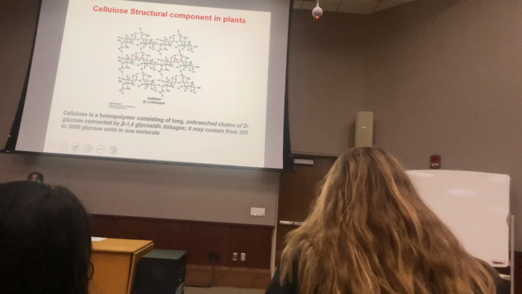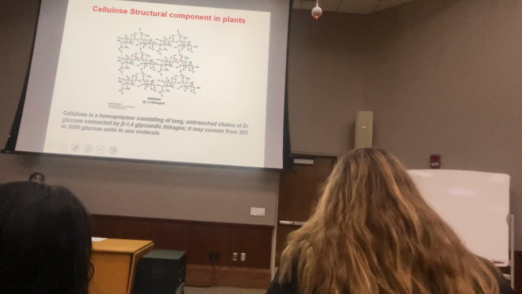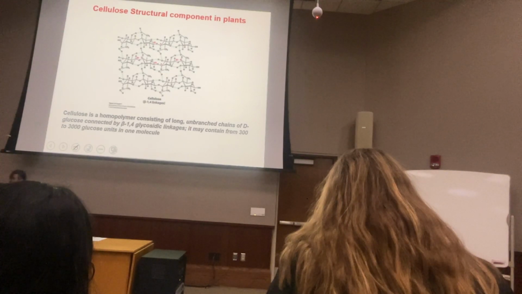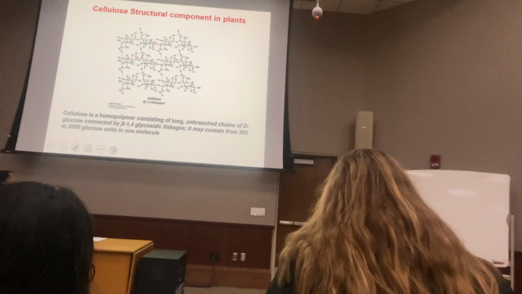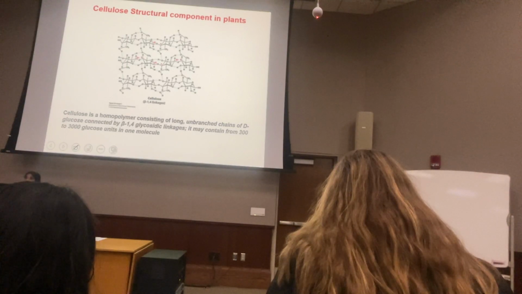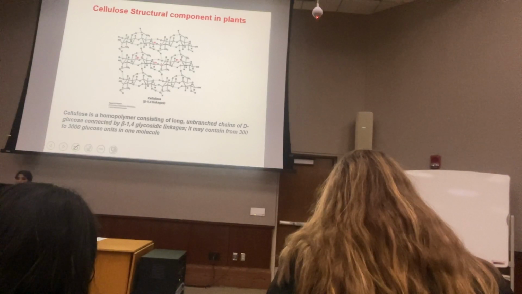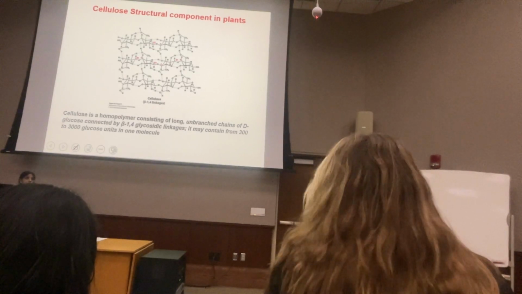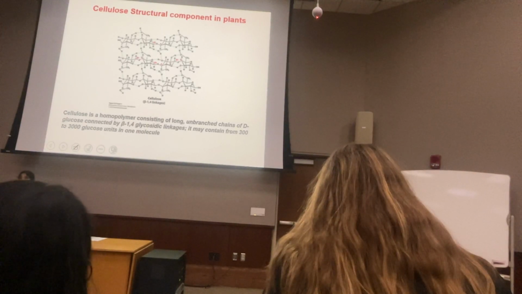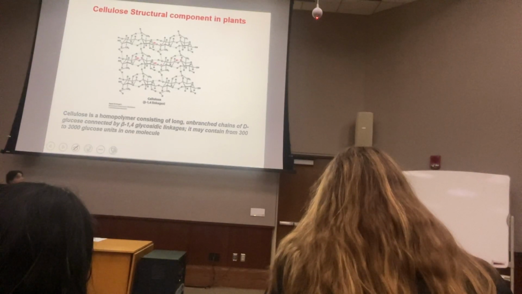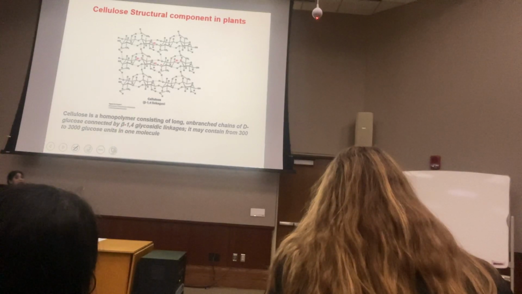All right, cellulose is not a storage. It is a structural component, and it's in plants. The difference between all of the ones that we talked about is, again, it is a homopolymer, just like the other ones. The main difference is it's connected by beta 1,4. I'm showing you that beta 1,4 linkage. It may have 300 to 3,000 units of glucose bound together, but they're all glucose chained together, unbranched, just like amylose is unbranched, but it is a beta 1,4 glycosidic bond.